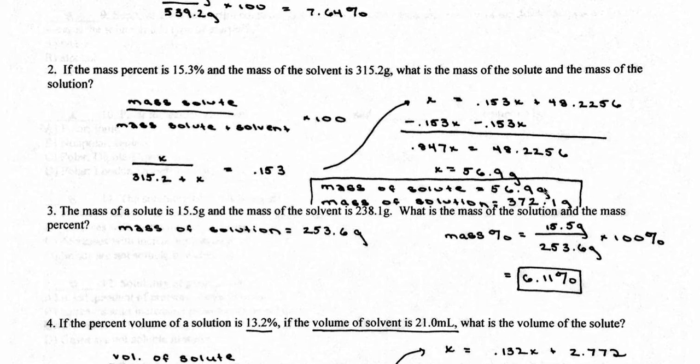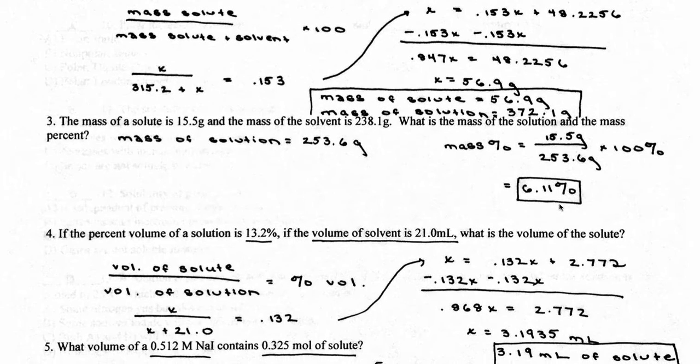And then I know the mass of my solvent, which is the 315.2, so the mass of my solution, I just add the two together. So mass of solute plus mass of the solvent. Remember, when I'm adding, in this case, I'm not doing it based on sig figs, I'm doing it based on decimal places. So this is 1 decimal place, this has 1 decimal place, so my final answer needs 1.